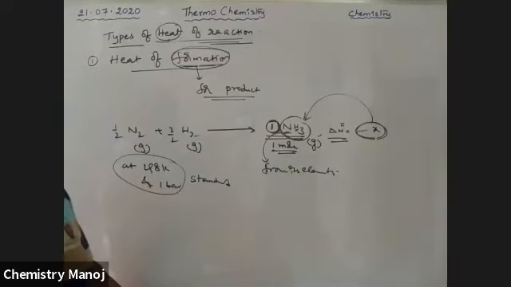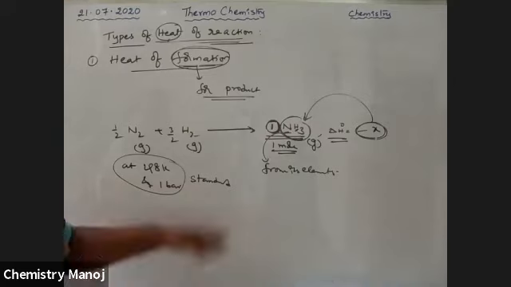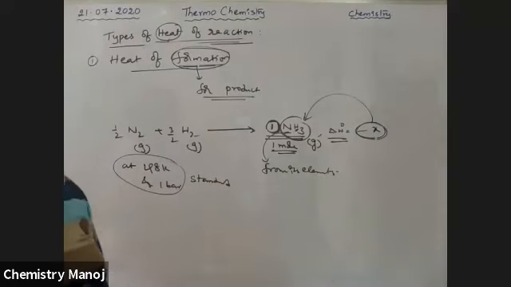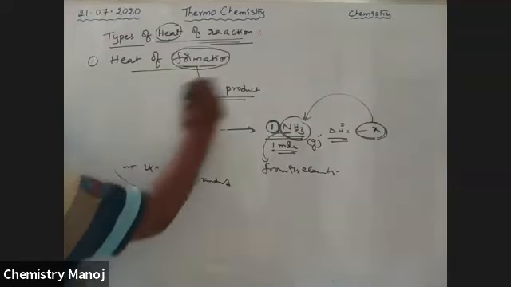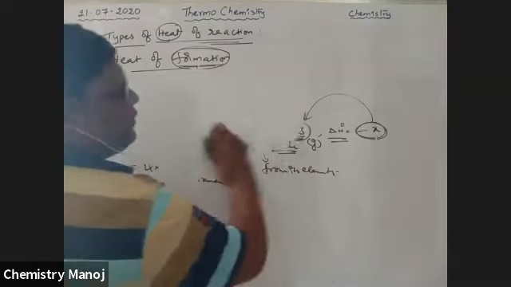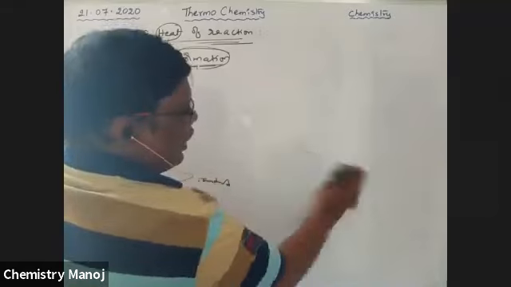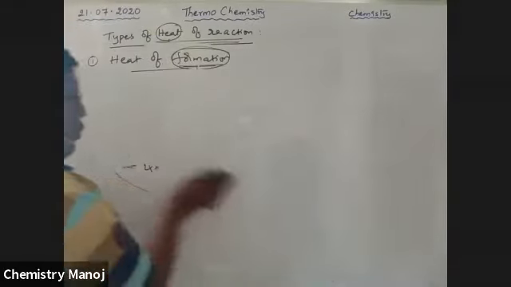Heat of reaction can be at any temperature and pressure. But the standard heat of reaction is measured at standard conditions, that is, at 298 Kelvin and 1 bar pressure. That is called the standard heat of formation. See, boys, I will explain with an example. Heat of formation means the product is always from its elements, not from any other sources, only from its elements.